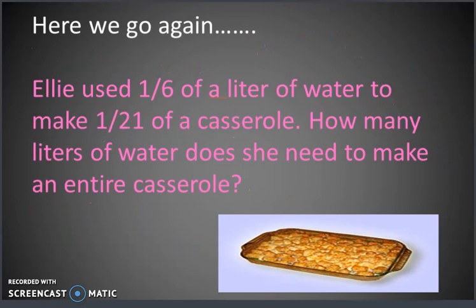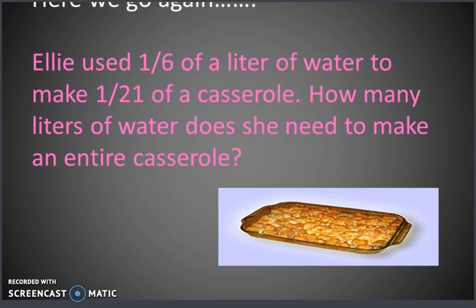All right, here we go again with another problem. This one says, Ellie used 1/6 of a liter of water to make 1/21 of a casserole. How many liters of water does she need to make an entire casserole? Again, I want you to hit pause and try to do this one on your own. But let me give you a hint. We're not really doing a ratio and we're not doing unit rate either.